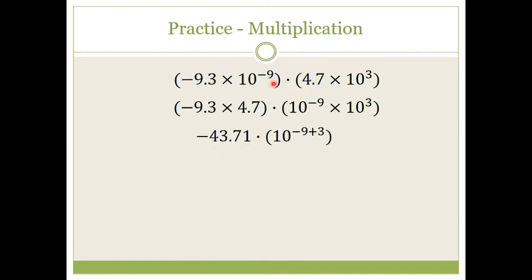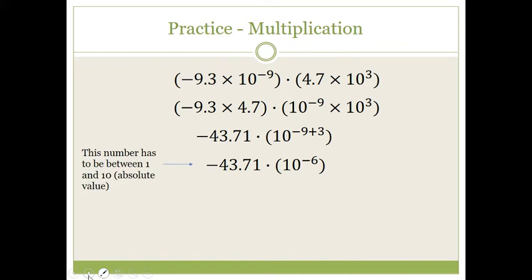And then over here, negative 9 plus 3. The signs are opposite, so I should subtract those numbers and keep the larger sign. So negative 9 plus 3 is negative 6. So we've just followed the rules for multiplying and adding and subtracting integers here to get this answer. And then now, like before though, notice that this negative 43.71 isn't a number between 1 and 10 absolute value-wise. I have to move that decimal again to the left.